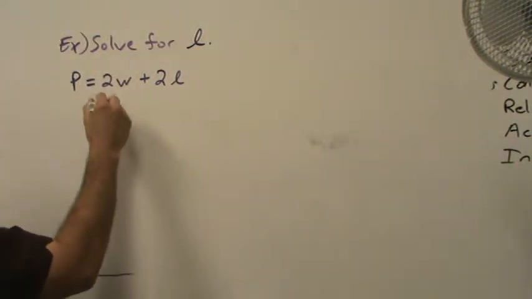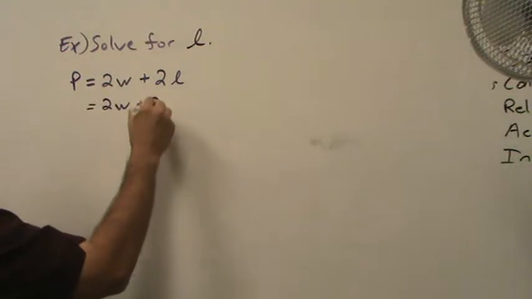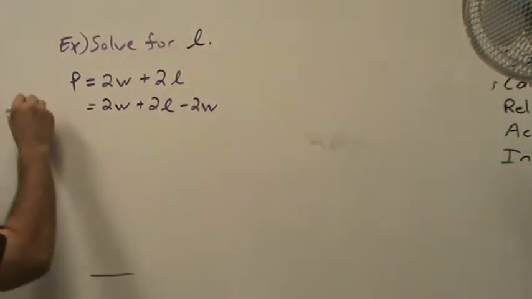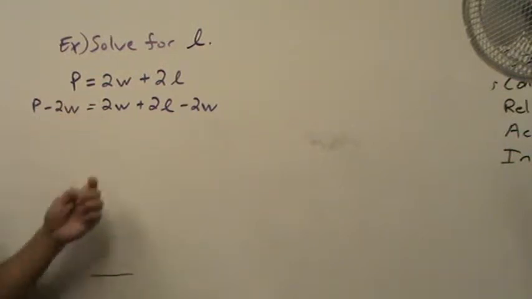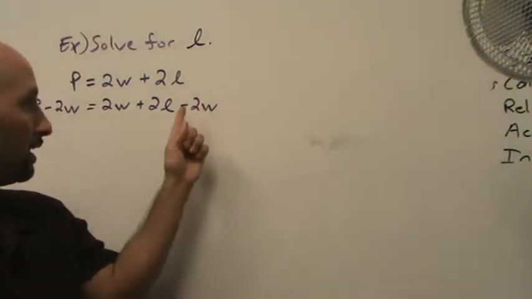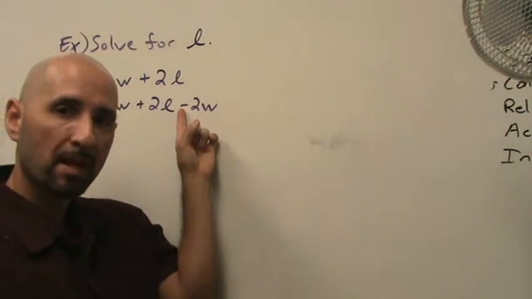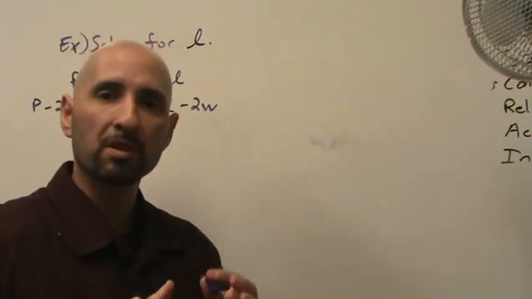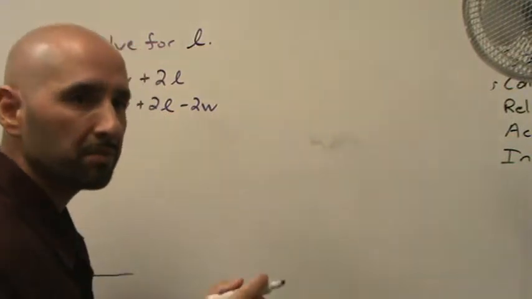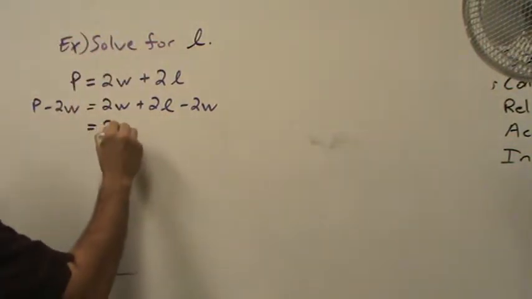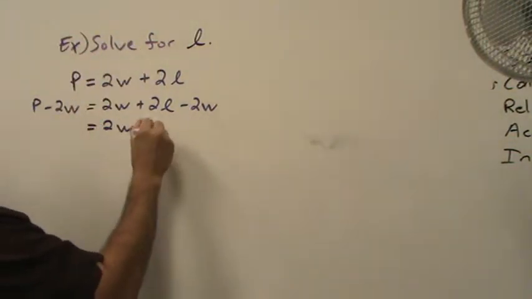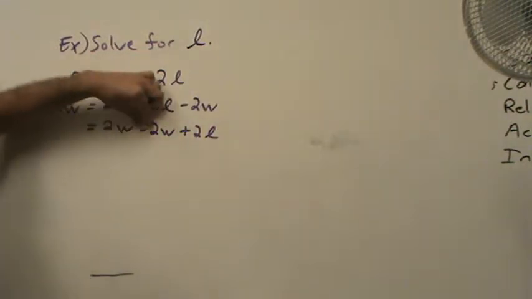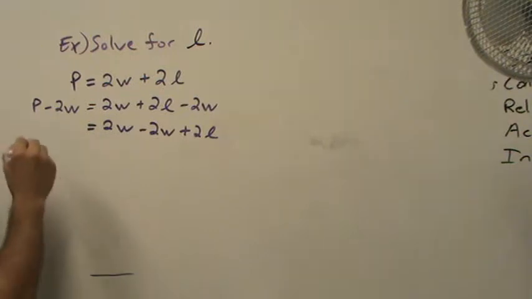Here's what that looks like. So subtract, again, 2w from both sides. So here, as long as we consider and keep that operation and the operations in front of these expressions, we can rearrange the order to our advantage. Let's rearrange it this way. 2w, let's move that over and keep the subtraction with it. So 2w minus 2w plus 2l.